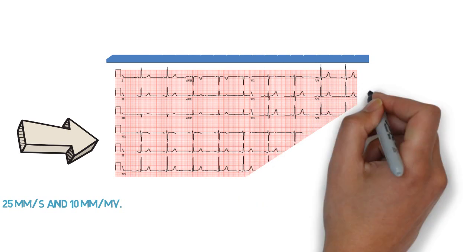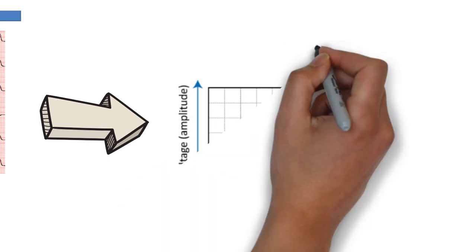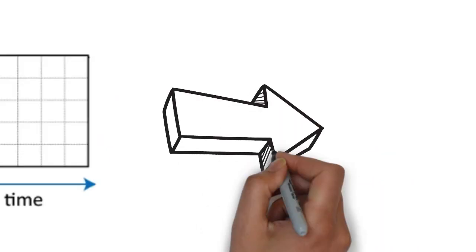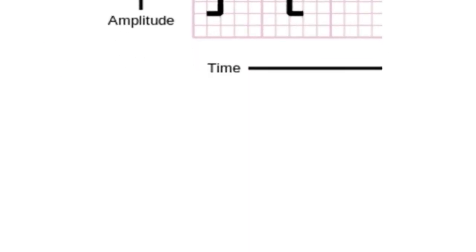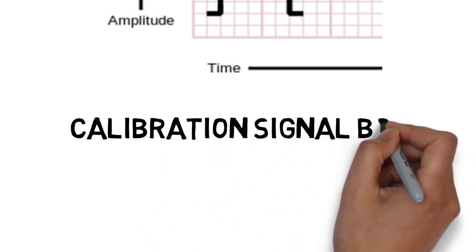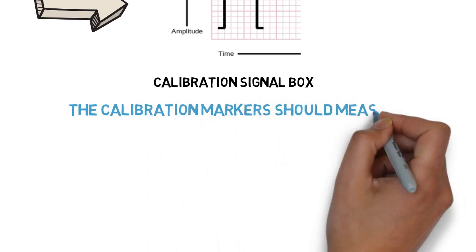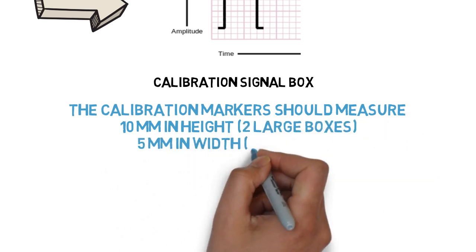This is a graded paper on which the ECG waveform is formed, against voltage on the y-axis and time on the x-axis. Voltage is presented by millivolts and time is presented by seconds. We also have this calibration signal box. If we look back at the ECG, we have a rectangular structure called the calibration signal box. This calibration marker should measure 10 mm in height, which is equal to two large boxes, and 5 mm in width, which is equal to one large box.